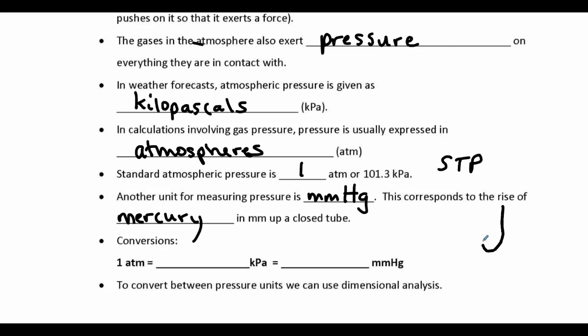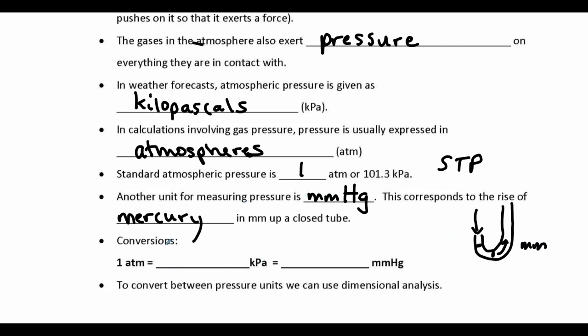So at one point, atmospheric pressure was measured like this. You'd have mercury in this tube, and the atmospheric pressure pushing down would push the mercury up the tube. And you could actually measure how far up the tube the mercury got pushed in millimeters.